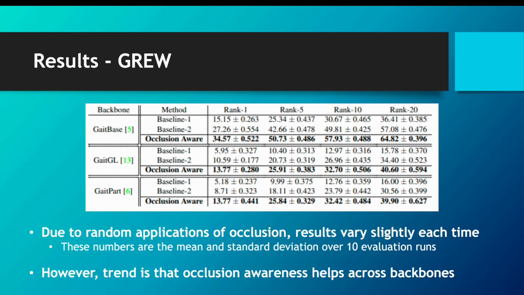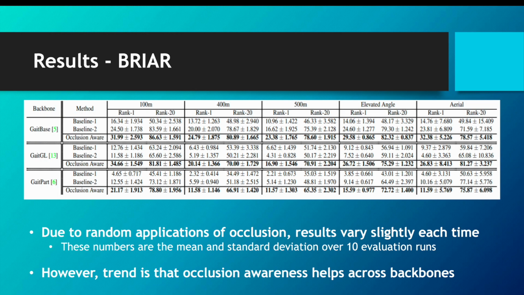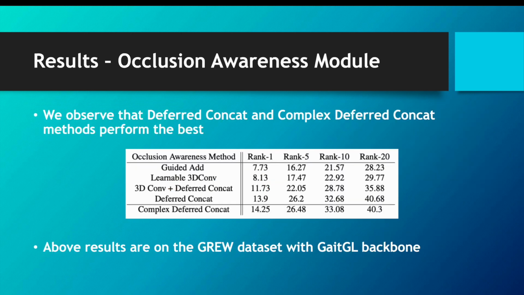And these are the results for the GREW dataset. Due to random applications of occlusion, the results vary slightly each time, and we report the mean and standard deviation over 10 evaluation runs. However, the trend is clear. Inserting occlusion awareness helps across different backbones. These are the same results for the BRIAR dataset. Here also we can see this trend. So occlusion awareness helps across backbones.